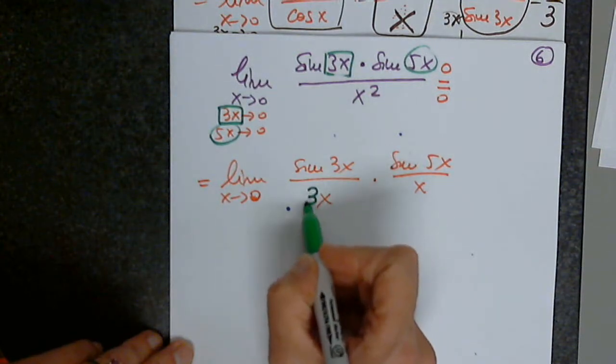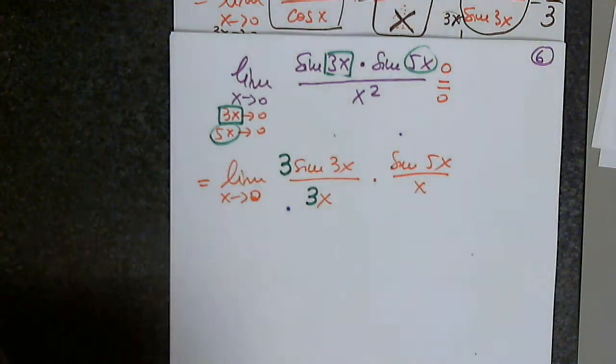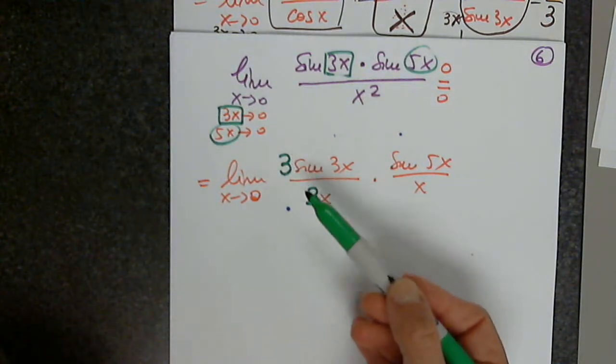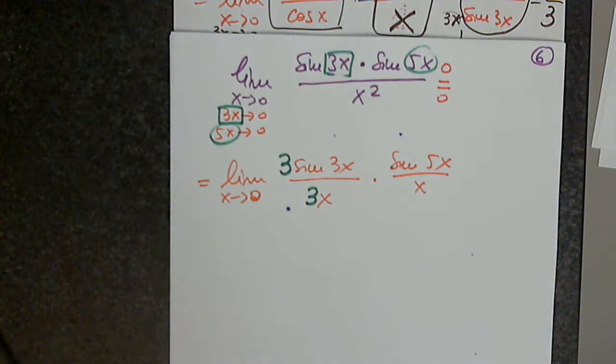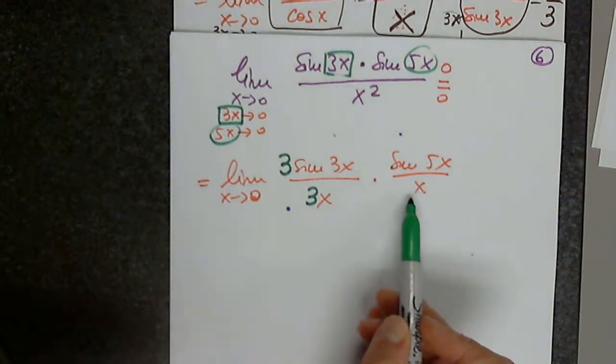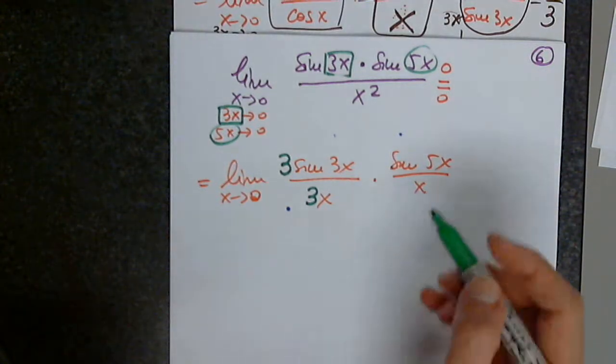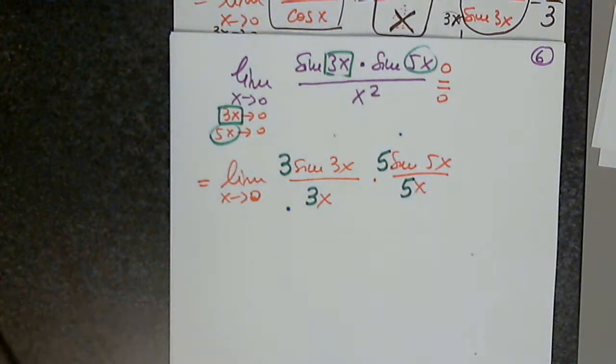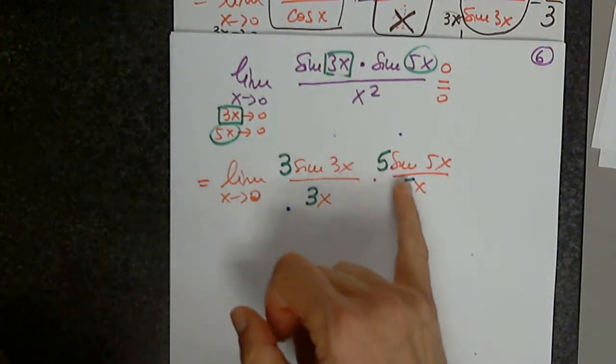I'm missing a 3, so then I multiply the top and the bottom by 3, which means nothing. I didn't change anything. Multiplying the top and the bottom by 3 is multiplying by 1. What am I missing here? The 5. So multiplying the bottom by 5 and the top by 5 will not make any difference because this is 1.